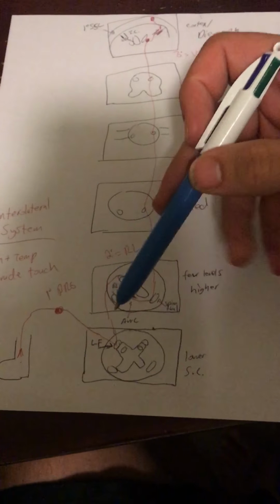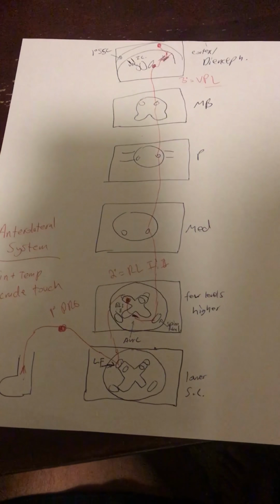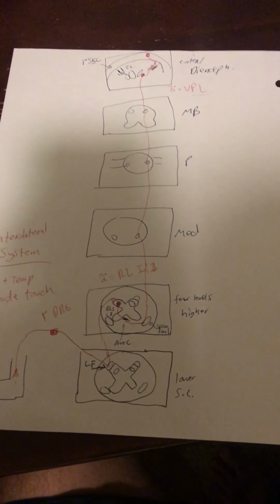Just remember that this one's important because it decussates very early in the spinal cord versus the dorsal columns, which we'll learn in a second, actually decussate much higher in the medulla.